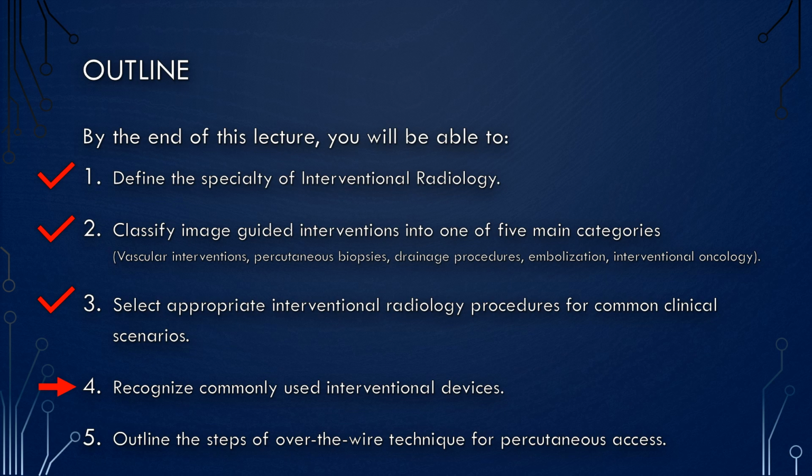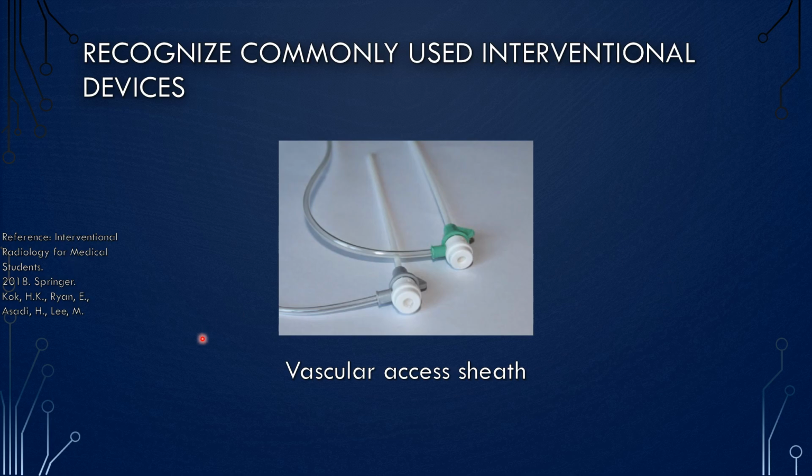So we're done with 3 out of 5 parts. Let's have a look at the commonly used interventional radiology device. So this is one of the first devices that an interventional radiologist would use during an intravascular procedure after getting access into the artery, for example, the common femoral artery in the groin, using a needle and then inserting a wire through the needle.